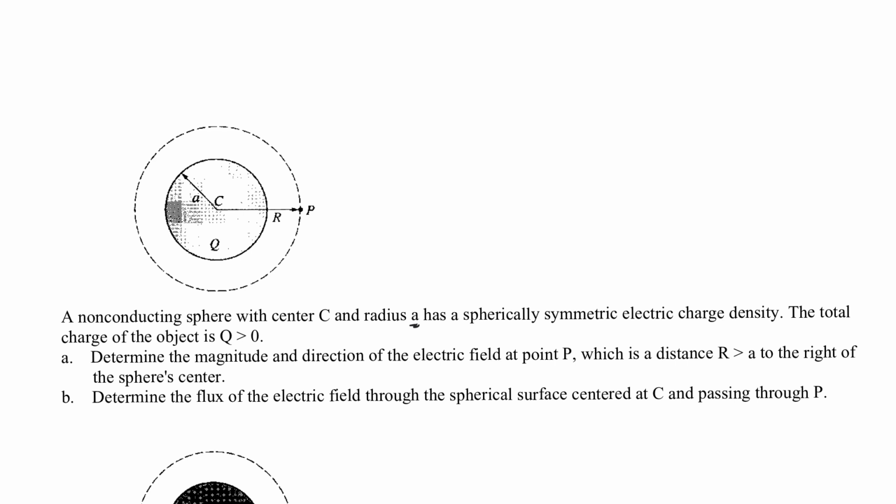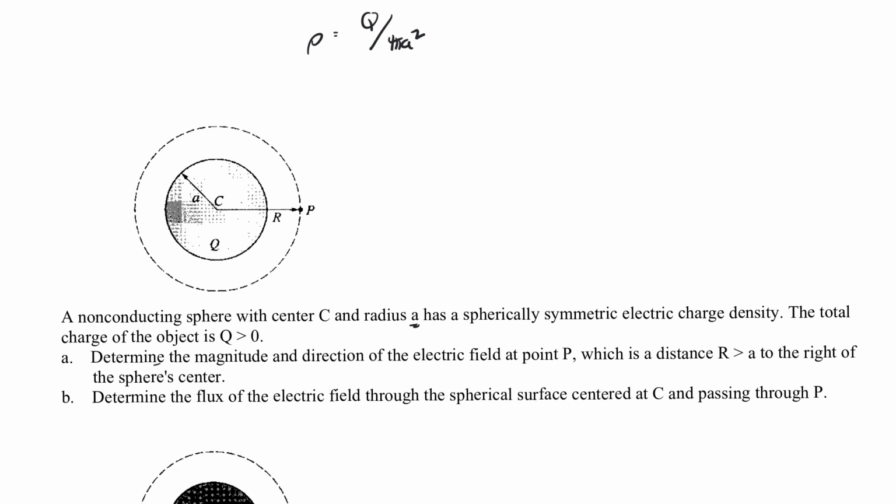So that immediately suggests that the charge density, I want to use rho, would be Q over 4 pi a squared. Determine the magnitude and direction of the electric field at point P, which is distance r, which is greater than a, to the right of the sphere center. So we're talking about right there.